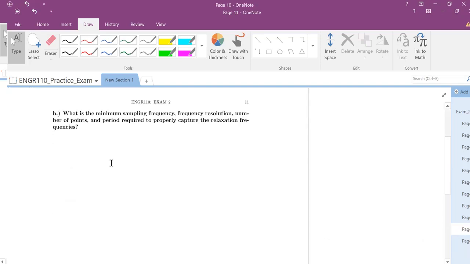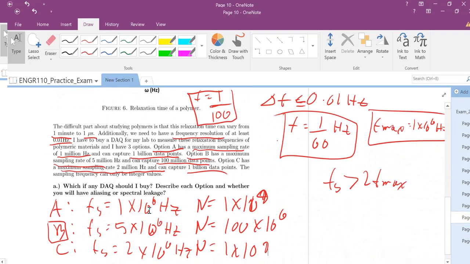So attack these problems by dealing with sampling frequency first, then see if you can get enough, or if spectral leakage is a problem, or if you can capture these signals, and then work from there. So, yeah, that's it. Last problem done.